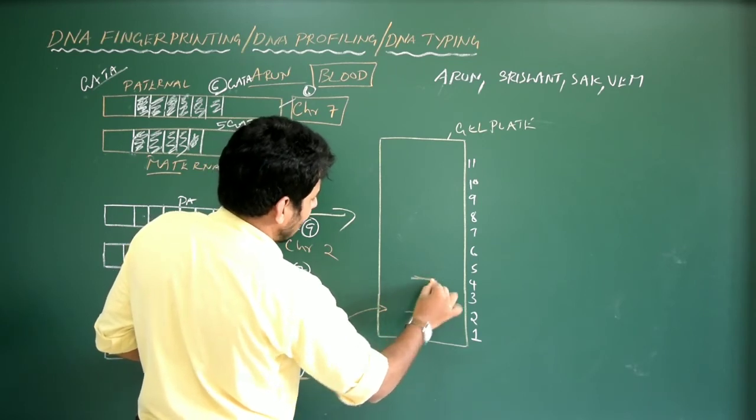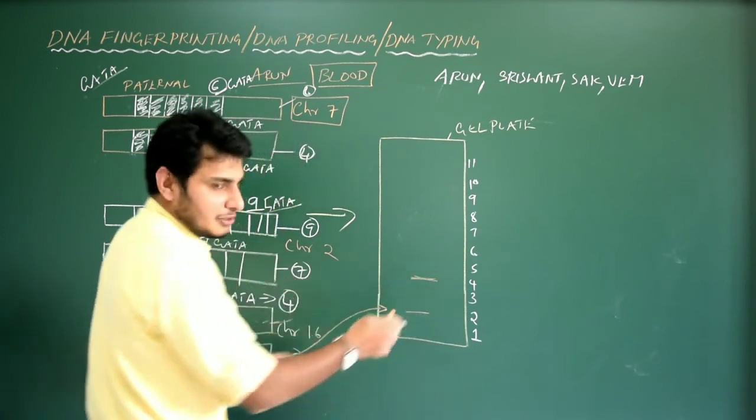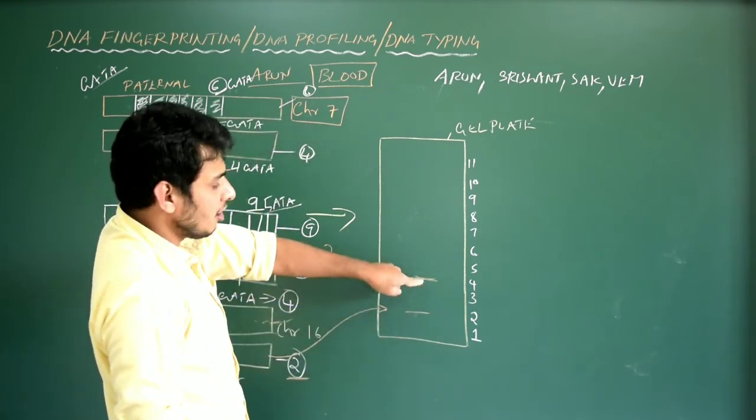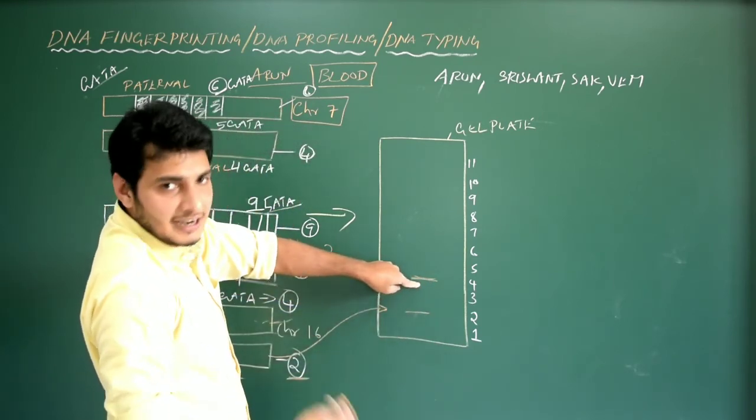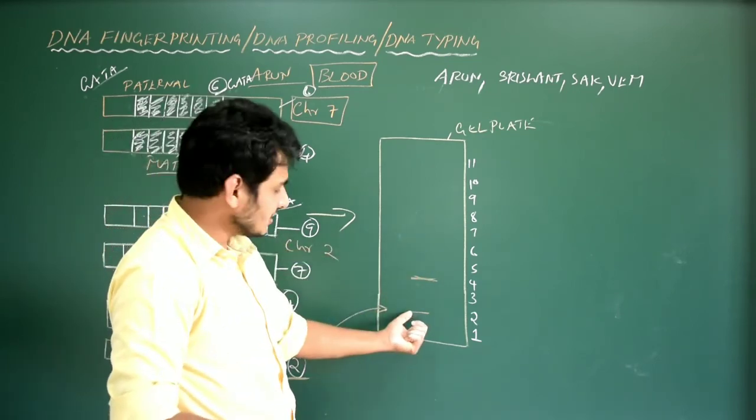So you are going to get a band compared to this band. See, this band is a bit lighter in color. This is a bit thicker because it has got only 2 tandem repeats of GATA. In this case, it has got 4 tandem repeats of GATA. So it should be thicker. Dark. This is lighter.